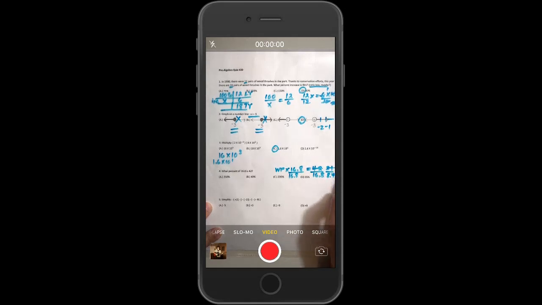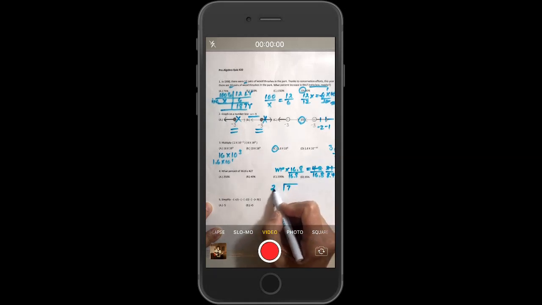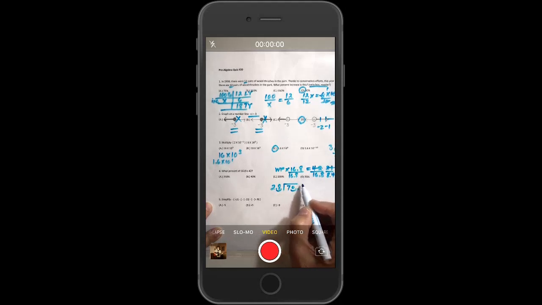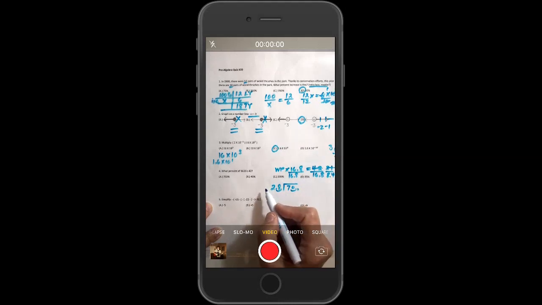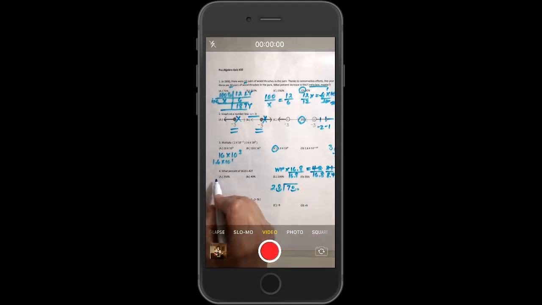And 8.4 divided by 3 is 2.8. And so then I would do the division, 7 divided by 2.8, and when you do that, it comes out to be 2.5. And the answer is 250%.